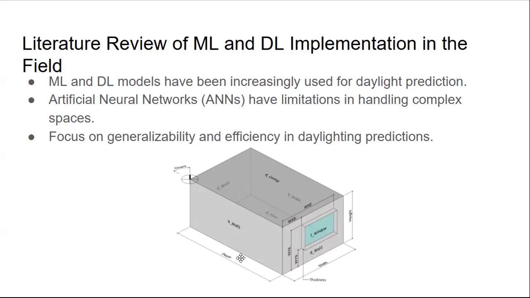In order to solve those limitations, deep learning methods such as conditional generative adversarial networks, or cGANs, have emerged as a more flexible and powerful solution. These models can learn to map input images, such as room layouts or window configurations, to daylighting outputs like illuminance maps. The advantage of cGANs is that they can generalize better to more complex room designs, multiple windows, and varied daylight conditions.